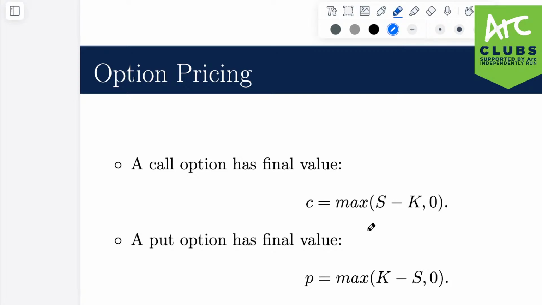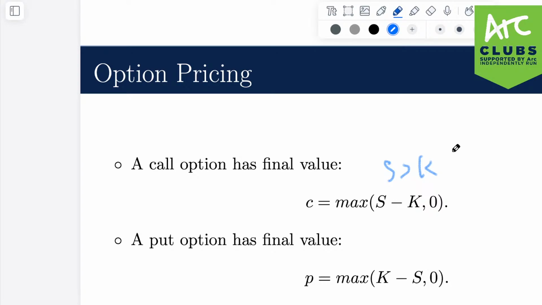And similar for the call option, it means I am actually selling my asset, right? So if S is larger than K, it means I'm selling my asset at a price that is larger than the agreed strike price. So obviously, I also make money.